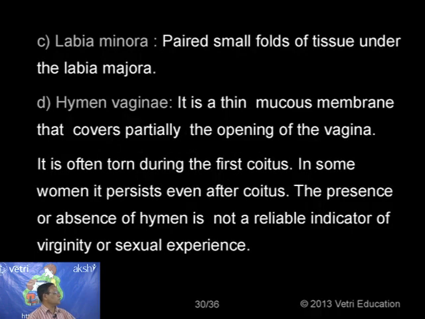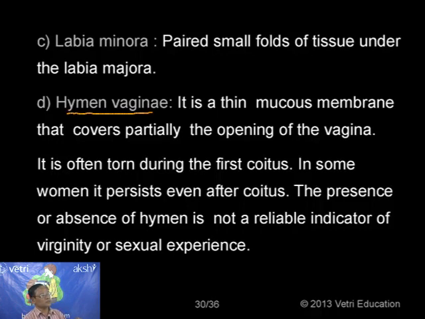And the next one, the labia minora, normally found just below the labia majora, is also concerned with closing the external genital structures. Then hymen vaginae. This hymen is the membrane normally found in the case of all virgin people. It is nothing but a mucous membrane partially covering, or closing, the opening of the vaginal orifice. But it is often torn during coitus, or sexual intercourse. But it is not considered a reliable indicator for sexual experience or virginity, because in some women it normally exists even after sexual experience or coitus.